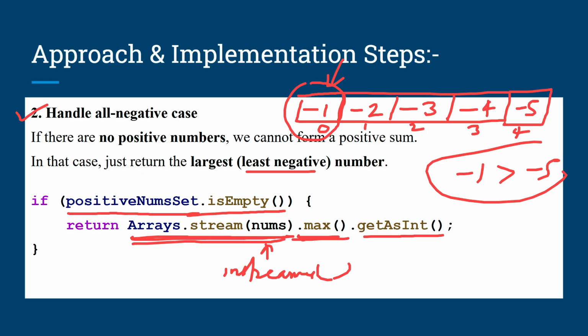For now, just understand that we will convert this into an IntStream, and then we can call the max value. What is the max value of the nums? You will get -1 in integer form, and then you will return it.